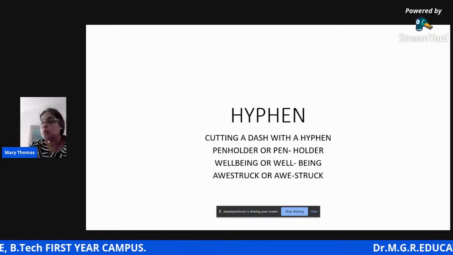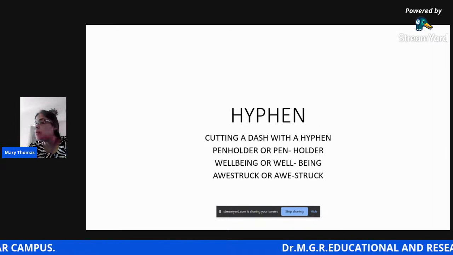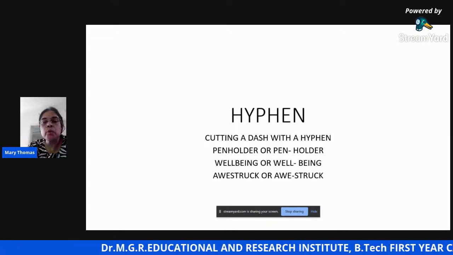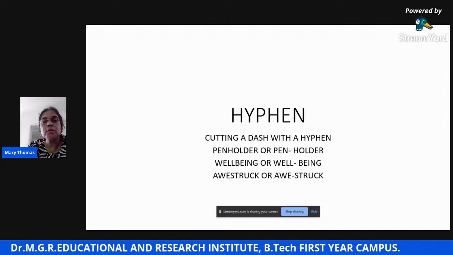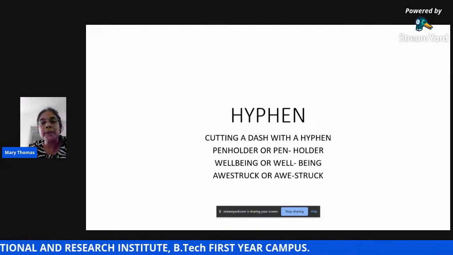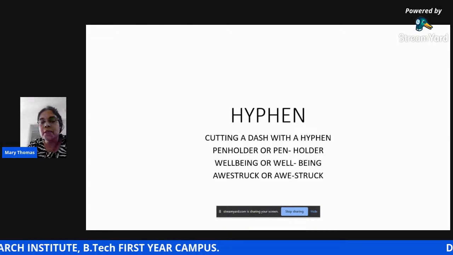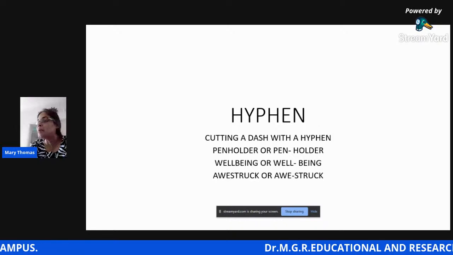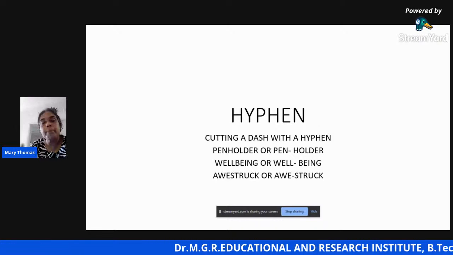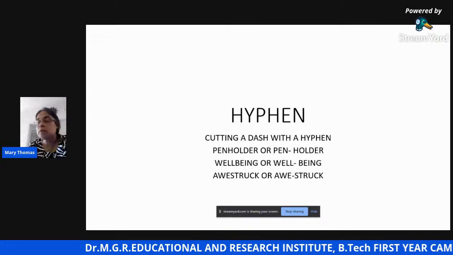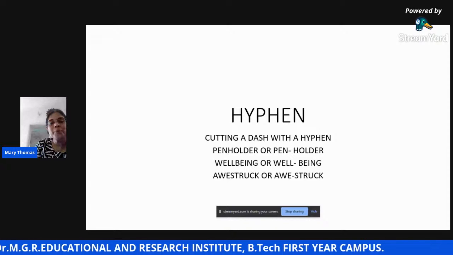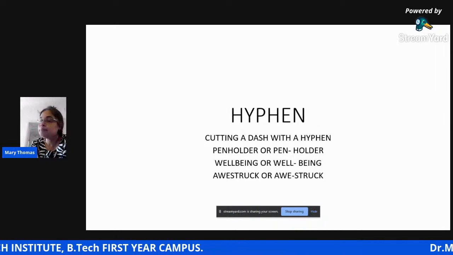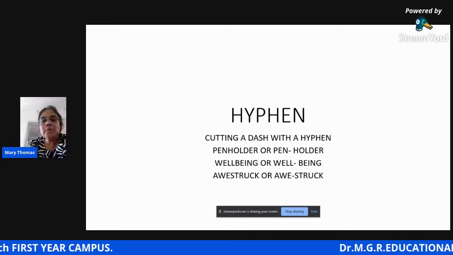Okay, now for example, there is this cutting a dash with a hyphen. That's how Lynn Truss in Zero Tolerance of Punctuation states cutting a dash with hyphen. So if you can understand, cutting a dash with hyphen, cutting a rope with hyphen. Okay. Now, for example, is it pen holder or pen hyphen holder? Tell me, students, is it pen holder or pen dash holder? Now, what about well-being?